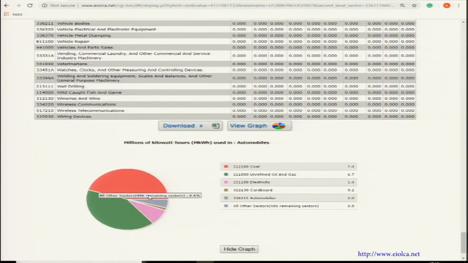So, a pie chart is obtained, giving the top 5 sectors with colors. This is a dynamic chart in which, when we go to a color, it will show what the sector is, that it is coal, and what the amount is, 45%, and it tells the value here. All other sectors are in grey color. We can see coal in red color and unrefined oil and gas in green color. These are the two major sectors from which energy is taken in automobile manufacturing in the United States. This is that model.